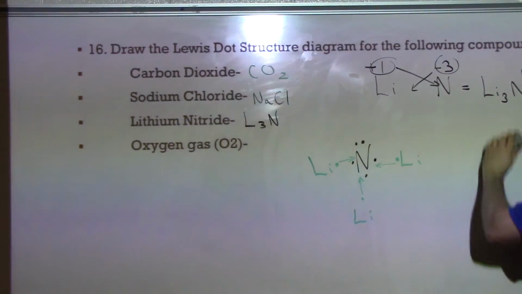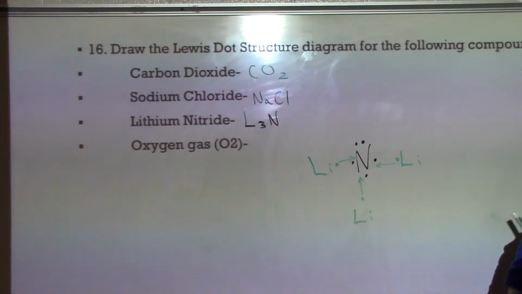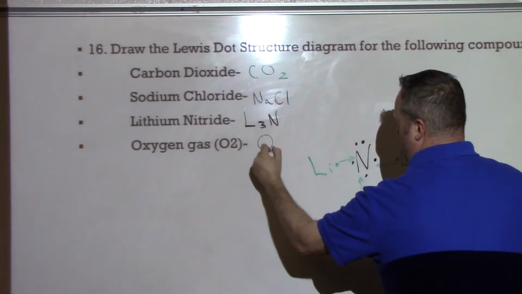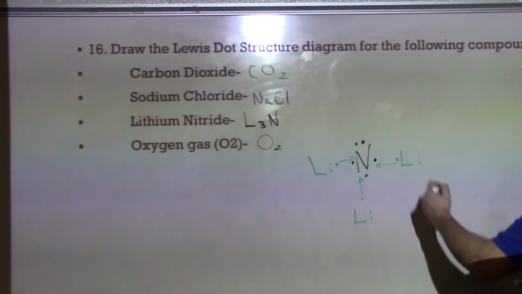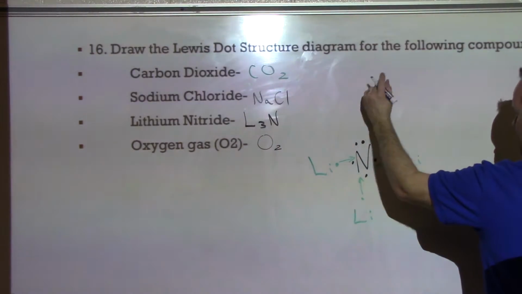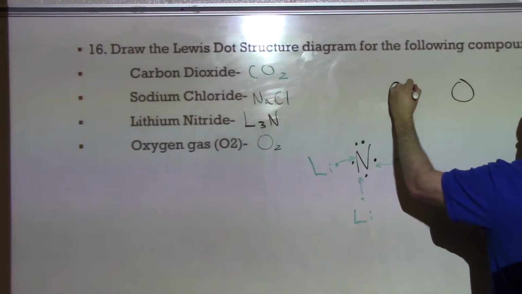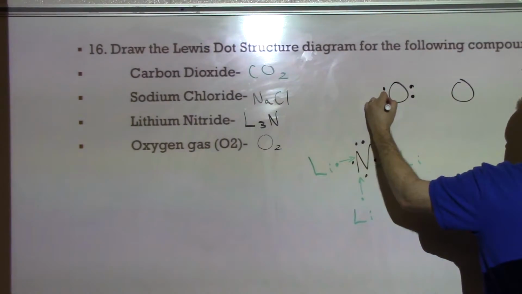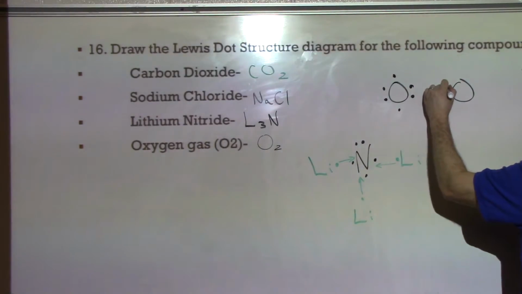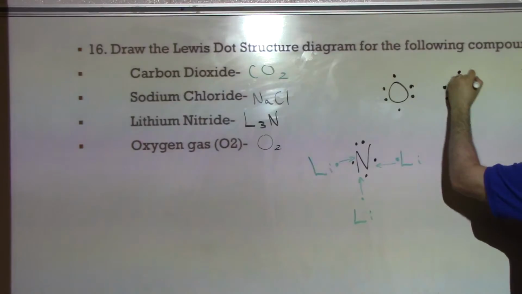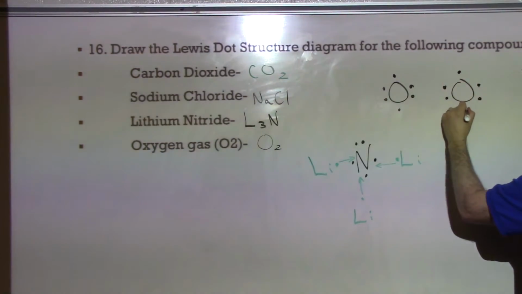Alright, so next we have oxygen gas, which is O2. Again, that formula is O with a subscript of 2. So remember that oxygen has 6 valence electrons. So here's 2 of those, drawing no more than 2 on any of the 4 sides of the atom for the Lewis dot structure.